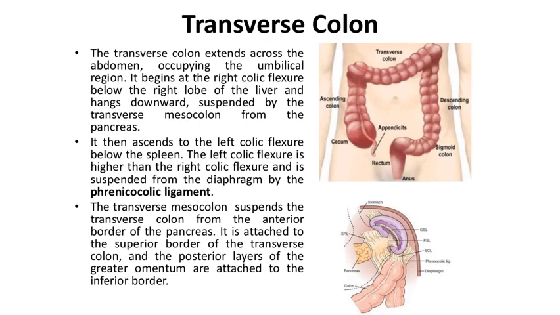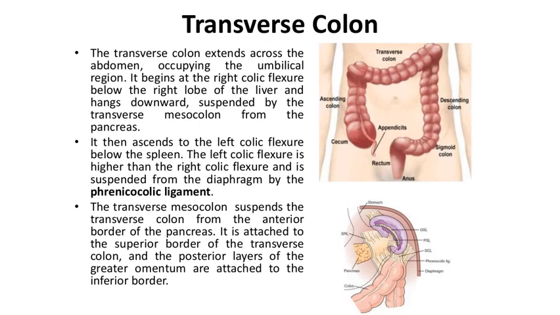The transverse colon extends across the abdomen, occupying the umbilical region. It begins at the right colic flexure, below the right lobe of the liver, and hangs downward, suspended by the transverse mesocolon from the pancreas. It then ascends to the left colic flexure below the spleen.